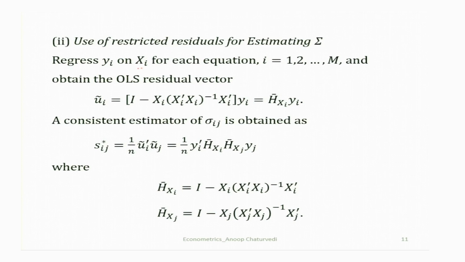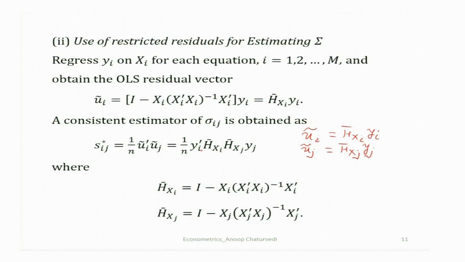In this estimator we regress y_i on x_i for each of the equations i equal to 1 to capital M, and then we obtain the OLS residual vector u_i curl equal to (I minus x_i (x_i transpose x_i) inverse x_i transpose) y_i, which is equal to h bar x_i y_i, where h bar x_i is equal to I minus x_i (x_i transpose x_i) inverse x_i transpose. Then a consistent estimator of sigma_ij is obtained as, say, S_ij star equal to 1 upon n u_i curl transpose u_j curl, and then this is equal to, actually you have u_i curl equal to h bar x_i y_i and u_j curl equal to h bar x_j y_j.